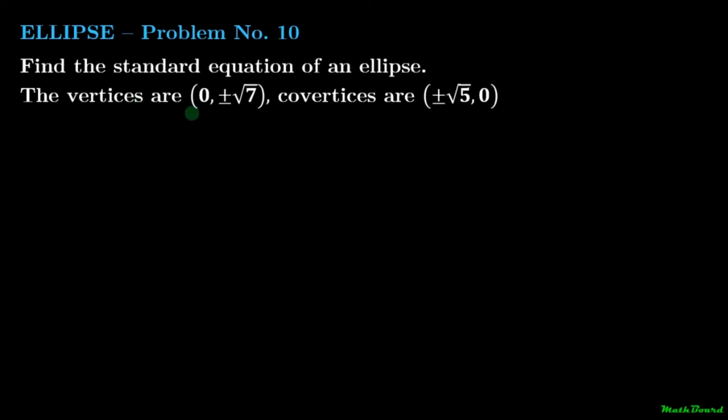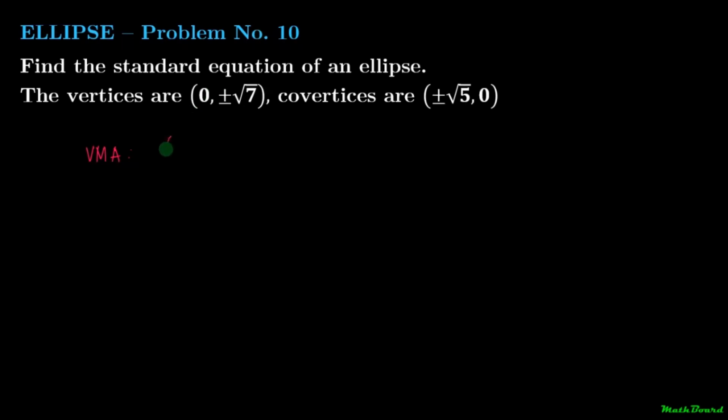The vertices are at 0, plus minus square root of 7 and the co-vertices are at plus minus square root of 5, 0. Since we have 0 and a non-zero coordinates in the vertices and co-vertices, we can say that still the center is located at the origin. Ngayon, titingnan nyo yung vertices. Ang magkaibang coordinate ay y. We have positive square root of 7 and we have negative square root of 7. Therefore, the major axis for this case is vertical. Okay? Kasi magkaiba nga yung y-coordinate ng vertices.